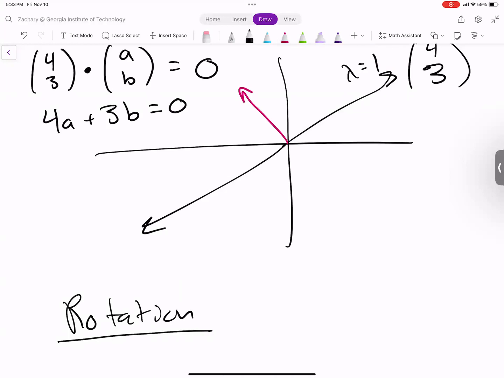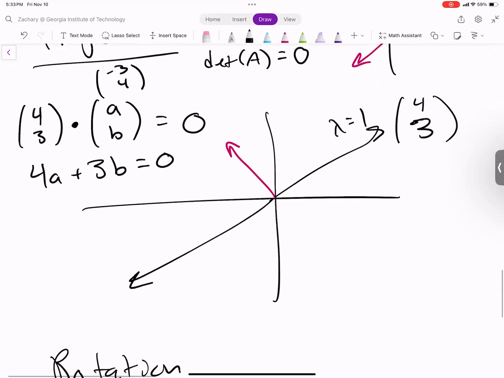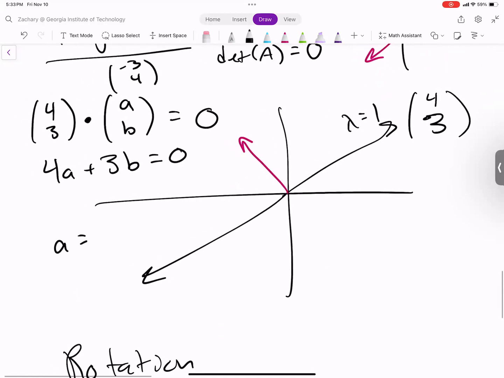We can do the same thing we did for complex numbers, where we can flip them and make one negative. So we could make this -3, 4. Or you could solve in general. You can get a equals -3/4 b. And you could pick some value for b and get an a. All right? Either of those are fine solutions.